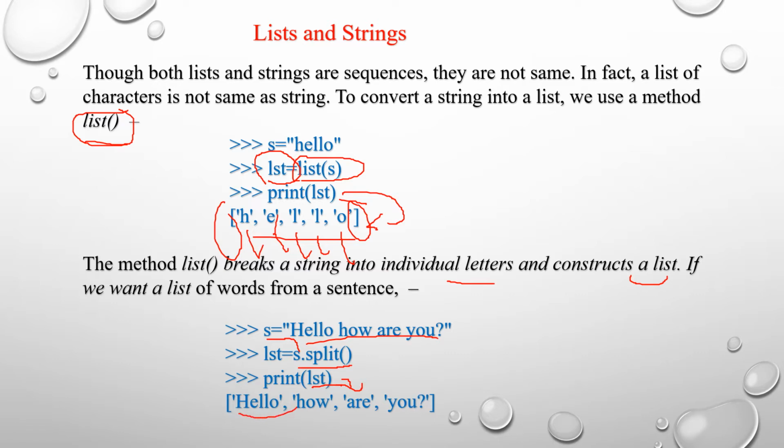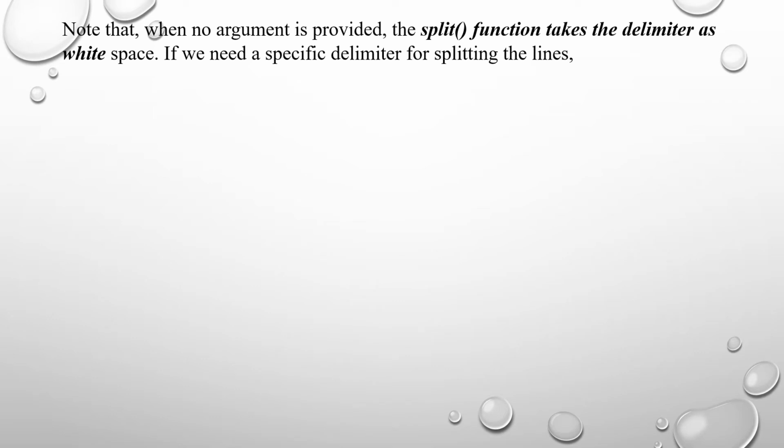The split function will split the entire sentence. Here hello is the first word, how is the second word, are is the third one, and you is the fourth one. Each word is enclosed with single quotes, and the words are separated by commas. This is the use case of the split function. Note that when no argument is provided, the split function takes white space as the delimiter.